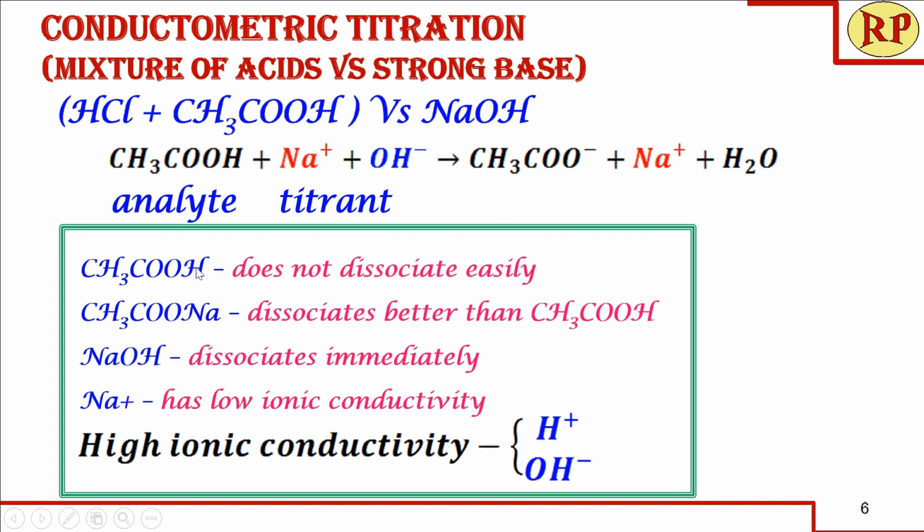And the facts already discussed are that acetic acid does not dissociate easily, sodium acetate dissociates better than acetic acid, NaOH dissociates immediately, and Na+ has low ionic conductivity. And the high ionic conductivity ions are H+ and OH- ions.